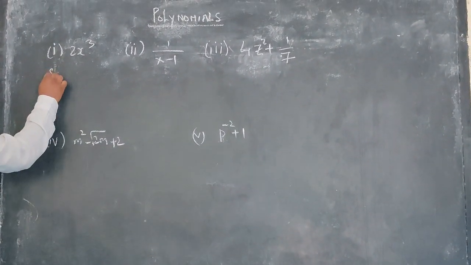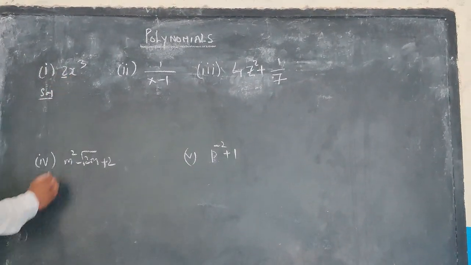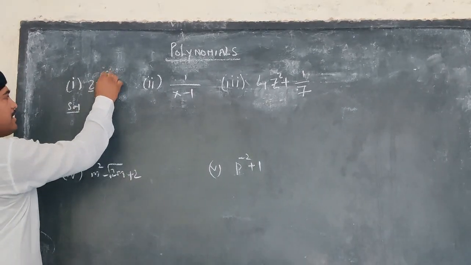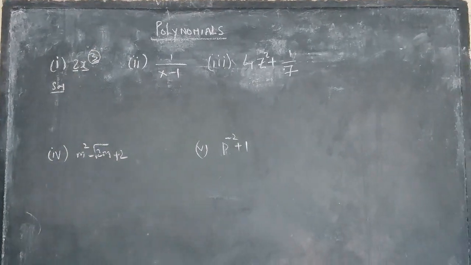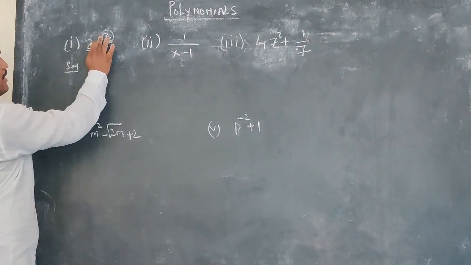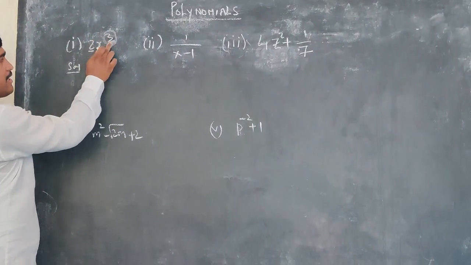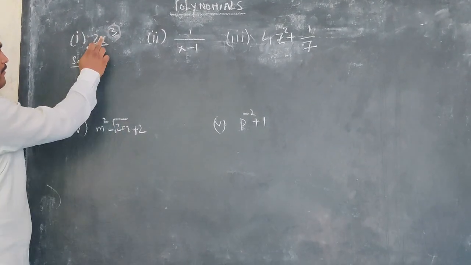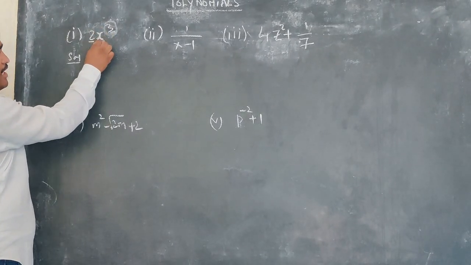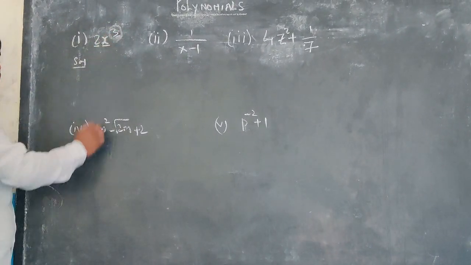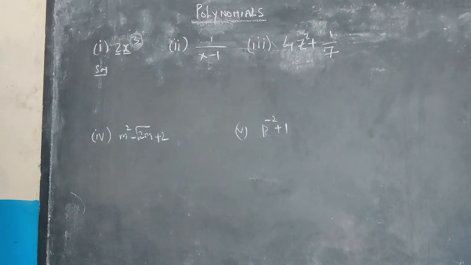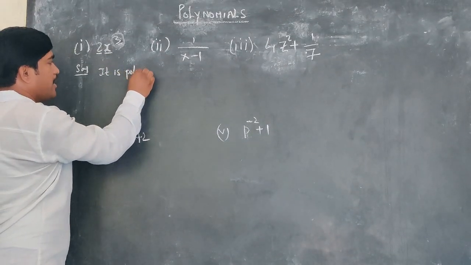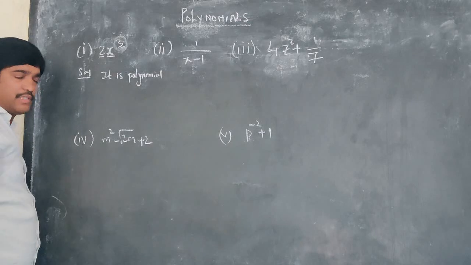So now if you observe the first one, this is a real coefficient, and this x is a variable, and this is called the power of a variable. If you observe, this 3 is non-negative, it is not negative, it is positive. So when the variable has a positive integer as its power, we say that it is a polynomial.